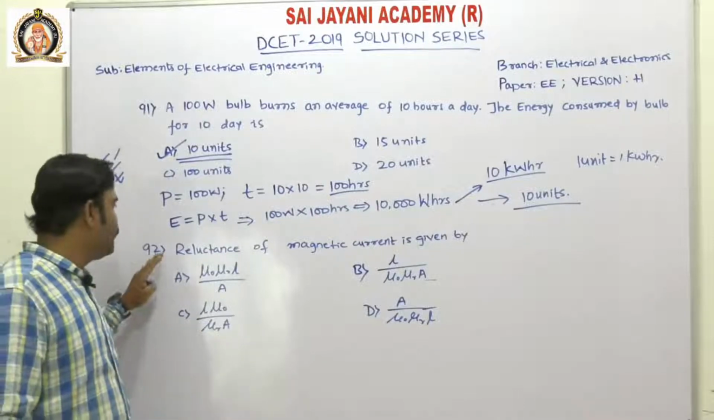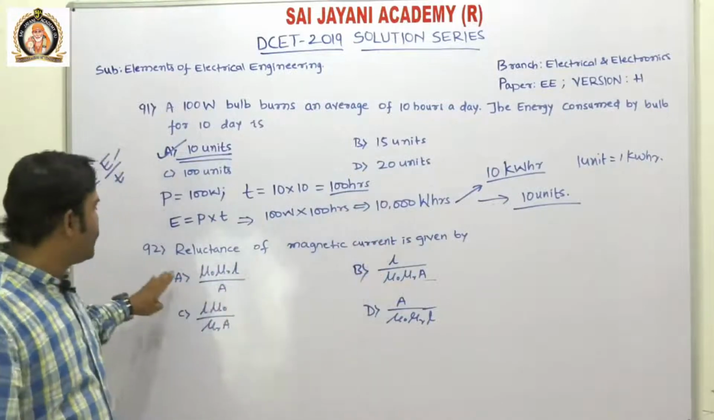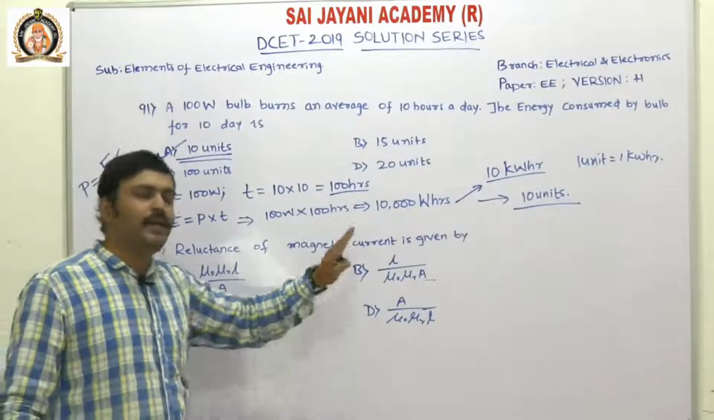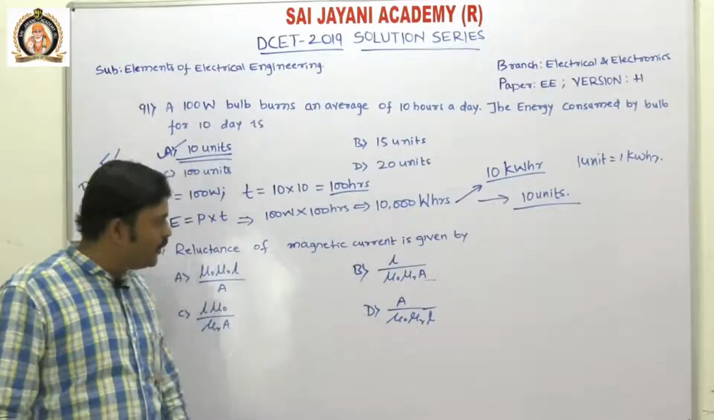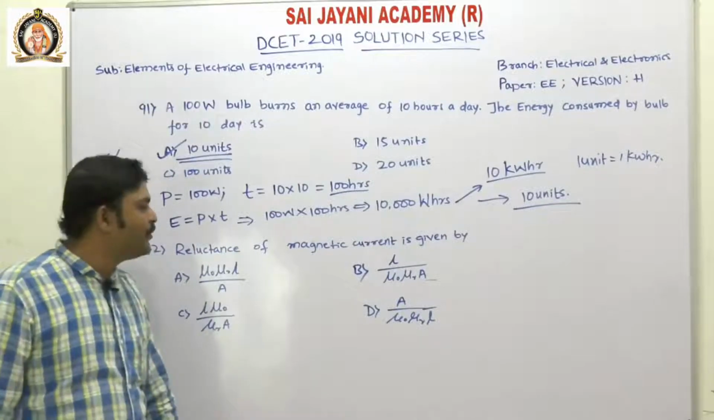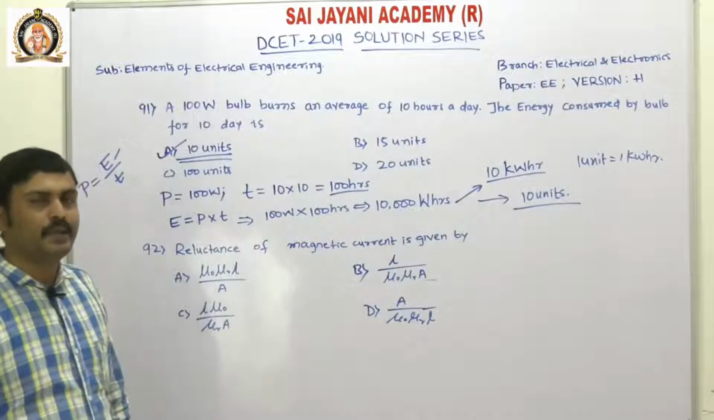Question number 92. The reluctance of magnetic circuit is given by option A, mu naught mu r L divided by A. Option B, L divided by mu naught mu r A. Option C, L mu naught divided by mu r into A. Option D, A divided by mu naught mu r into L.